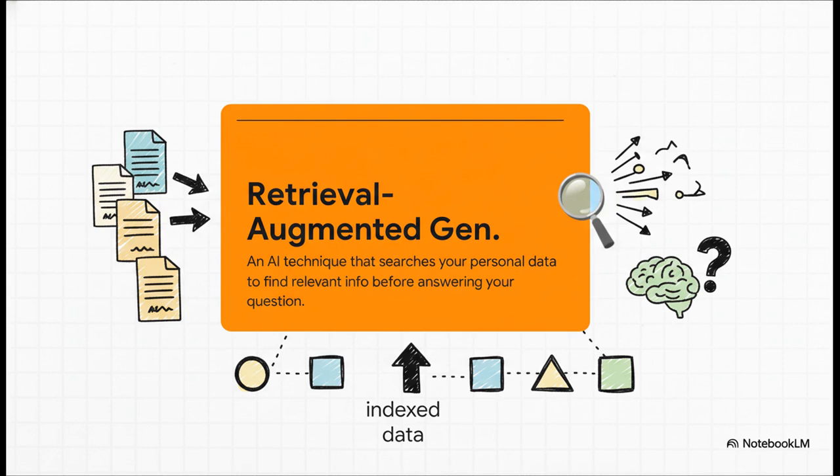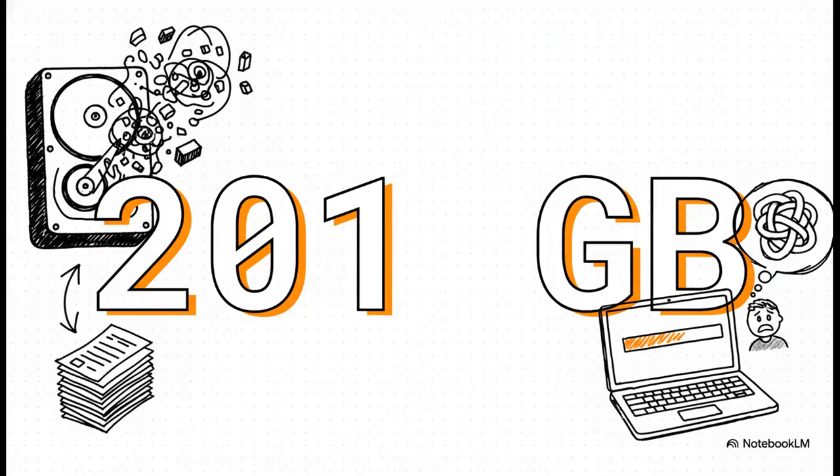Okay, so the core technology that makes this possible is called Retrieval Augmented Generation, or just RAG. Now, that's a fancy term, but the idea behind it is pretty simple. It's all about letting an AI search through your personal stuff, your documents, emails, whatever, to find relevant information before it answers your question. It's what gives the AI your personal context. But for that search to be fast, the data has to be indexed first, and that's exactly where the problem has always been.